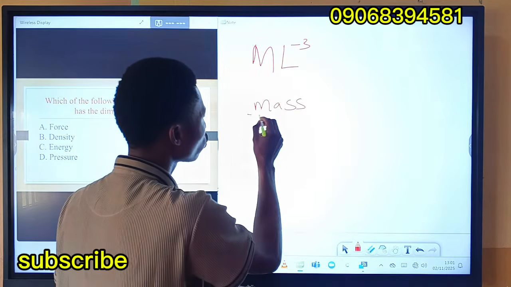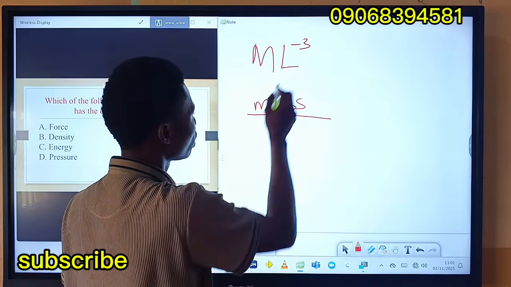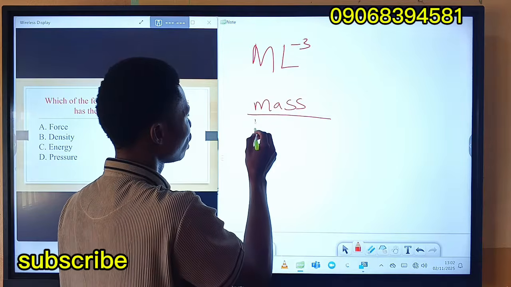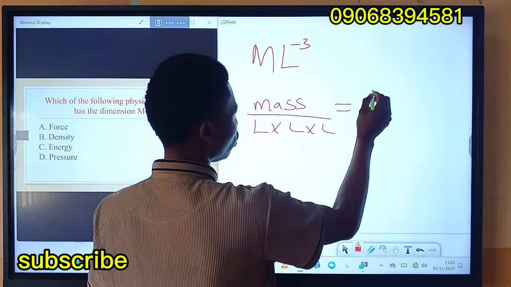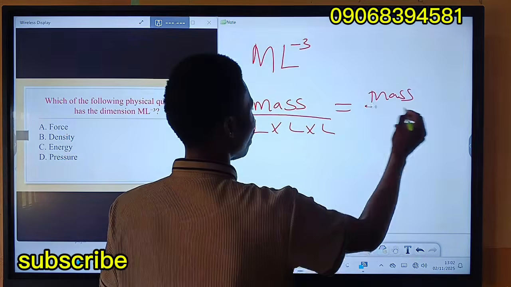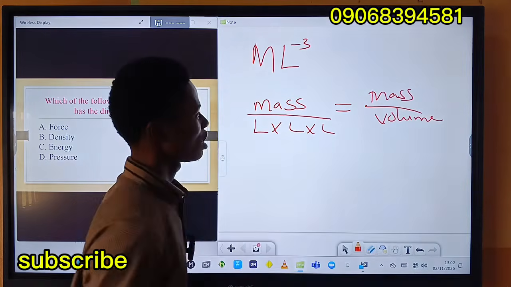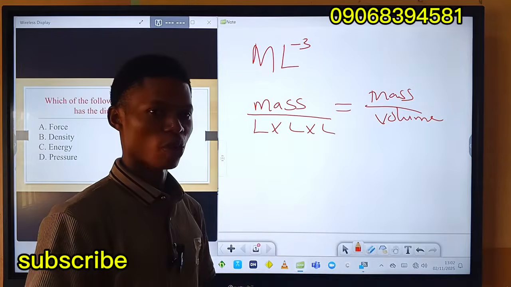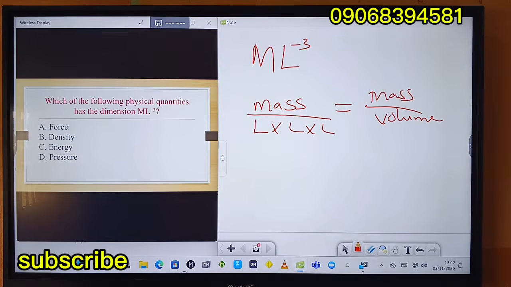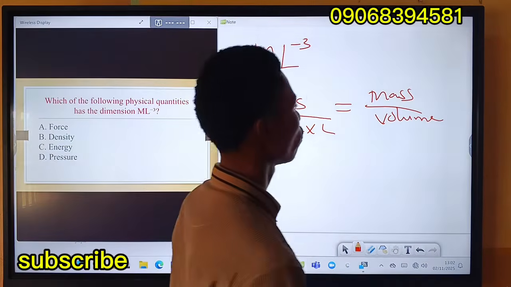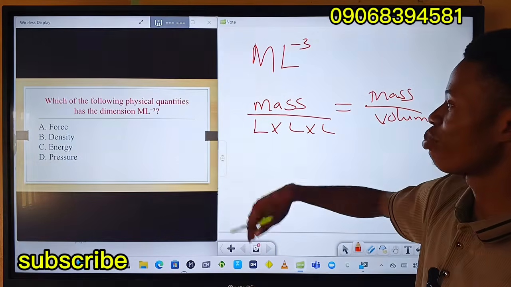Minus 3 means there was a division line here. If I put this division line, we have 3 L's here. That's length times length times length. And you know that this will be mass over length times length times length, which is volume. Volume is length times length times length, L cube. So mass over volume. Mass over volume is what? Now from the options force, density, energy, pressure, the answer is obviously density, mass per unit volume. All right, so that is that. Our answer there is B.